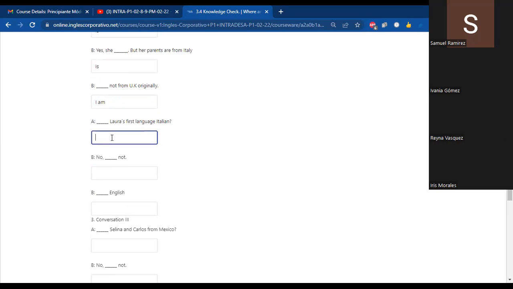It's a question. Teacher, this one, what is the word that we should use here for the verb? Is, are, or am? Listen to the question. It is a question. Repeat, please. Laura's first language, Italian, this one. Then we have to use here is, am, or are.